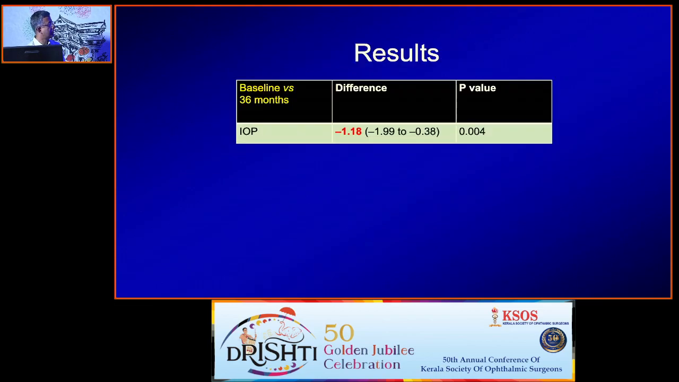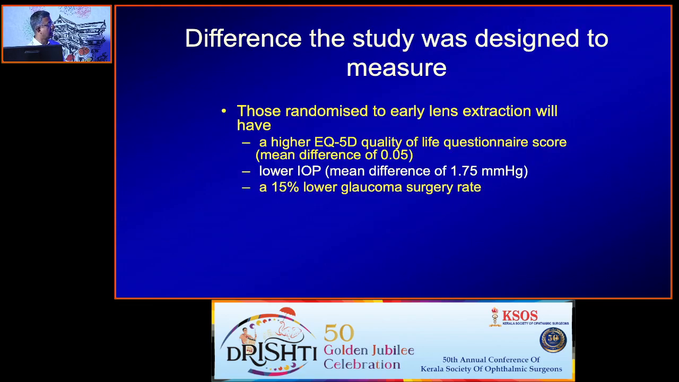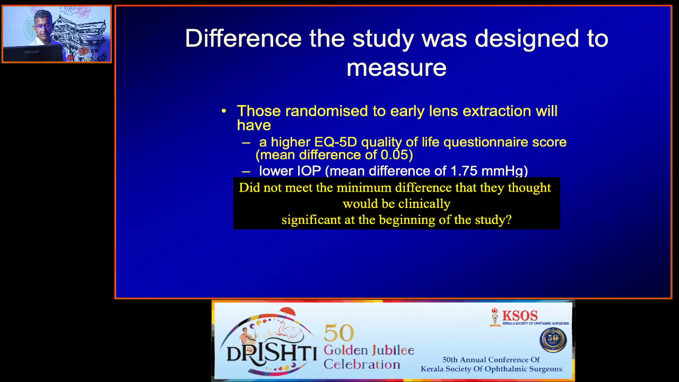Is it actually better? If you look at the second primary outcome, intraocular pressure, IOP was 1.2 millimeters less in this group as opposed to the YAG-PI group. And this was actually less than the IOP difference that the study was designed to detect. They were expecting to see at least a 1.75 millimeter difference in IOP, and they saw much less than that. They were also supposed to see a 15% lower glaucoma surgery rate, which was not seen. So the study did not meet the minimum IOP criteria that they thought should be significant in order for the clear lens extraction to be primarily better.